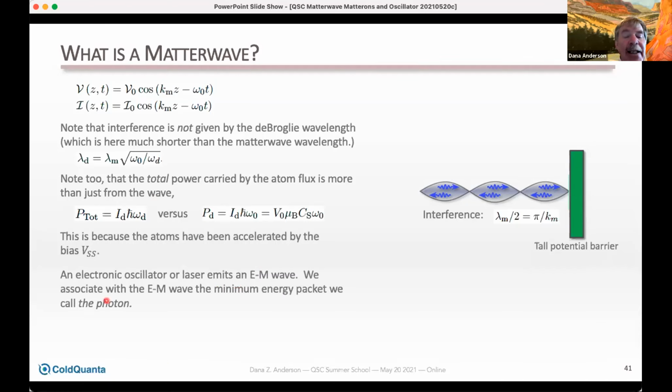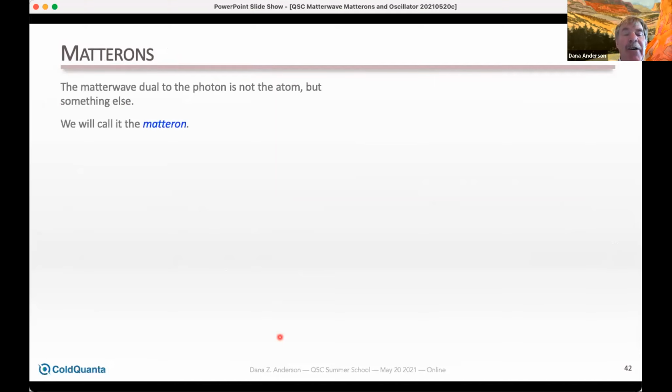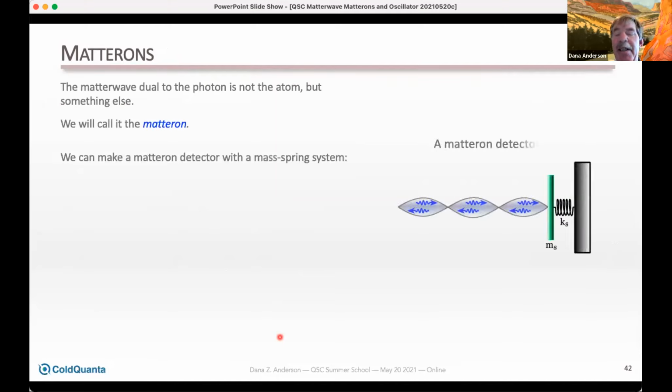But in electromagnetics, when we quantize the wave, we invent this thing we call a photon to say, here are the quantization elements. And the matter wave dual of the photon is not the atom. It is something that, for lack of a better word, we've just called Matterons. And that may seem gratuitous to name it, to give it a fancy name, and maybe so, I don't know.